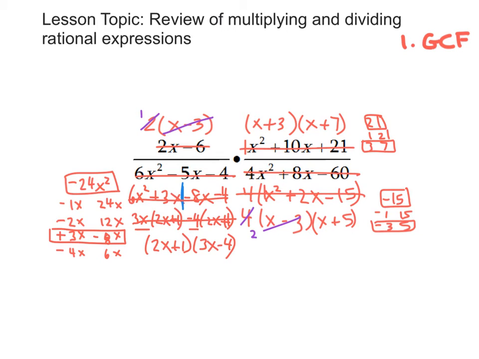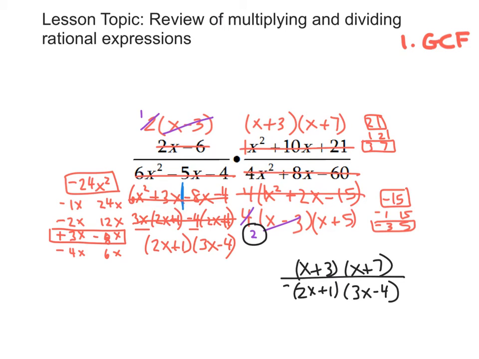At this point, we don't have anything left to cancel out, and sometimes it feels like it might be wrong, but it is not. Our final answer is x plus 3, x plus 7 in the numerator, and 2x plus 1, 3x minus 4 as factors in the denominator, and then don't forget this 2 right here needs to be put in the front of the denominator as well.